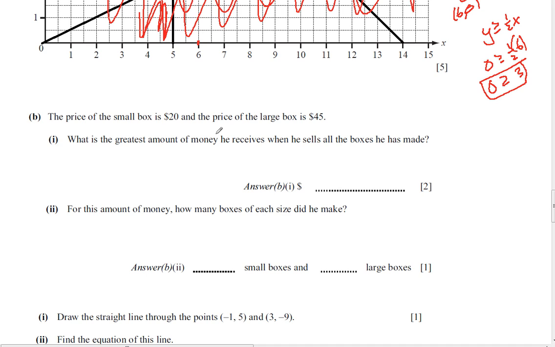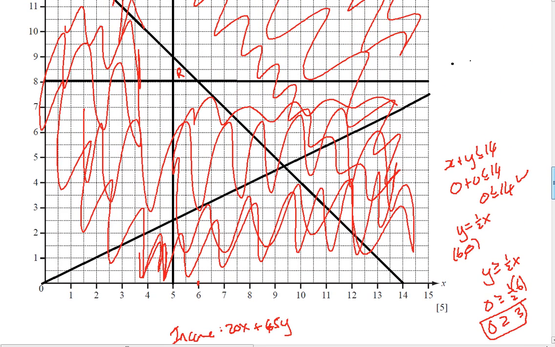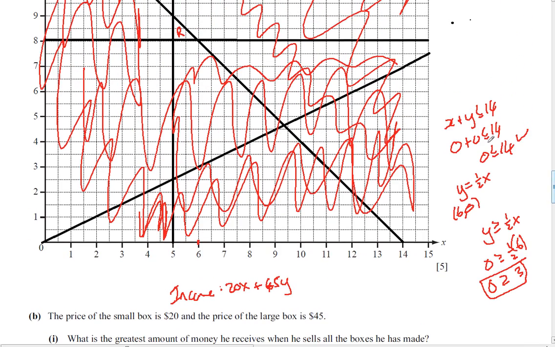The price of a small box is $20, and the price of a large box is $45. The greatest amount of money he receives when he sells the boxes he's made: the equation we can make for the income that he makes would be 20 times x plus 45 times y. The vertices of this region will satisfy this income, so we're going to find what that is.